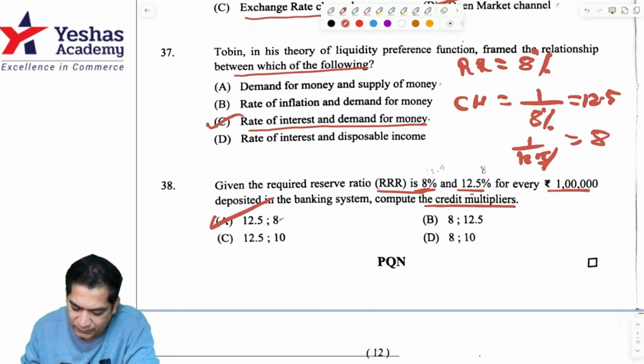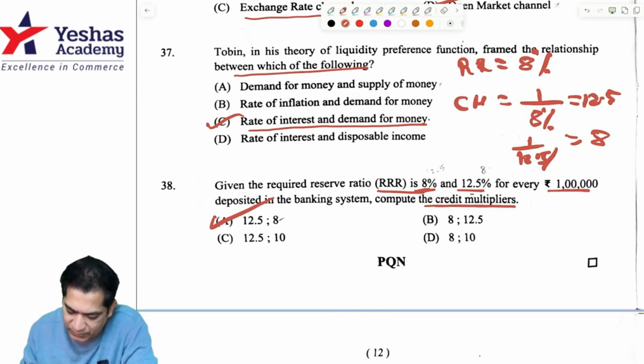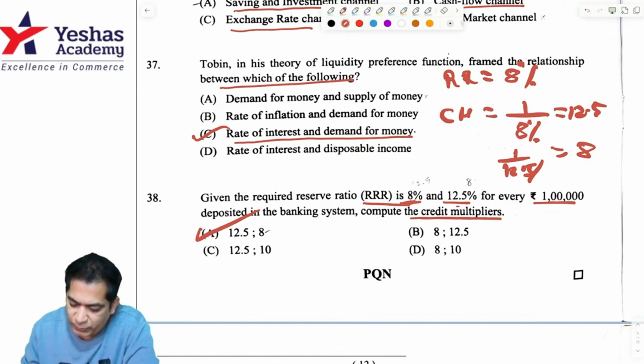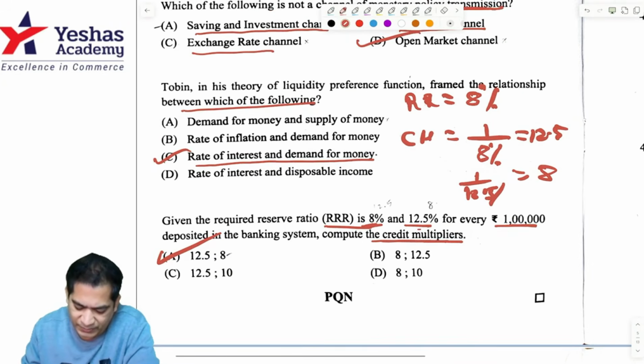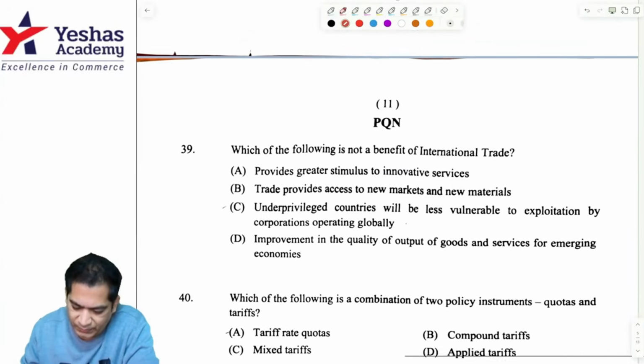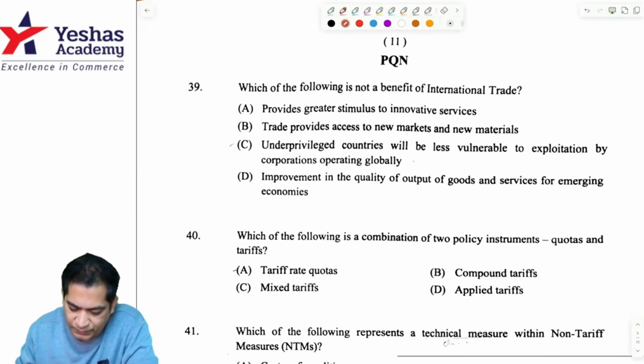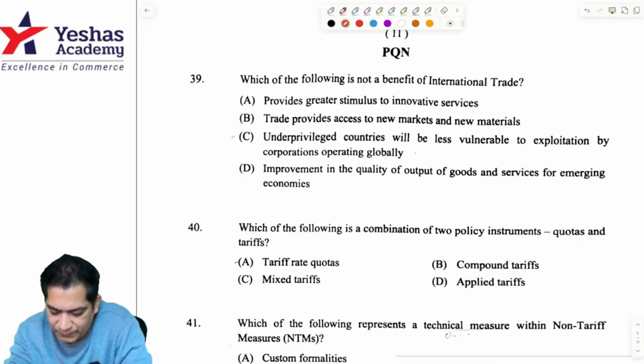Okay, I thought you have to reverse it. Just let me check. Given required reserve is 8%, compute the credit multiplier. It's a very straightforward question. We have solved this also in the classroom. I mean, all the questions we have done.